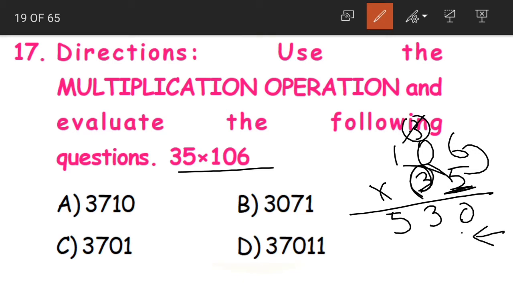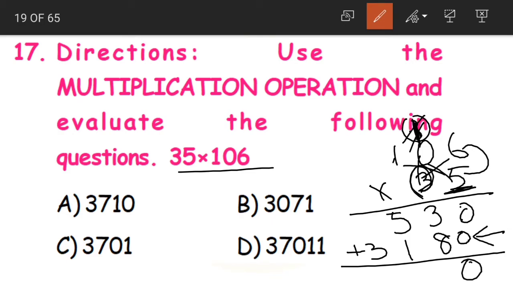After 3 we are having 1 digit, so 1 0. 3 6s are 18. 8 here, 1 carried. 3 zeros are 0 plus 1 becomes 1. 3 ones are 3. Adding our partial products, 0 plus 0, 0. See, children, what did we get here in the units place? 0. If you look at the options carefully, only option A has 0 in the units place.